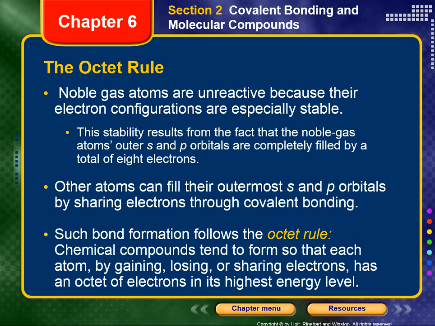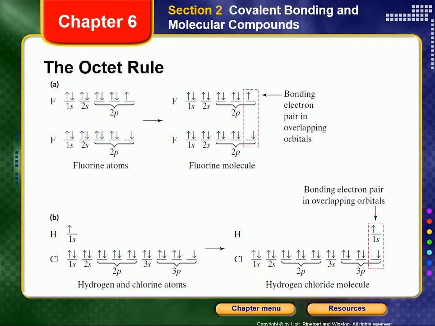Chemical compounds tend to form so that each atom, by gaining, losing, or sharing electrons, has an octet of electrons in its highest occupied energy level. Let's examine how the bonding in a fluorine molecule illustrates the octet rule. An independent fluorine atom has 7 electrons in its highest energy level, configuration 2s2, 2p5.